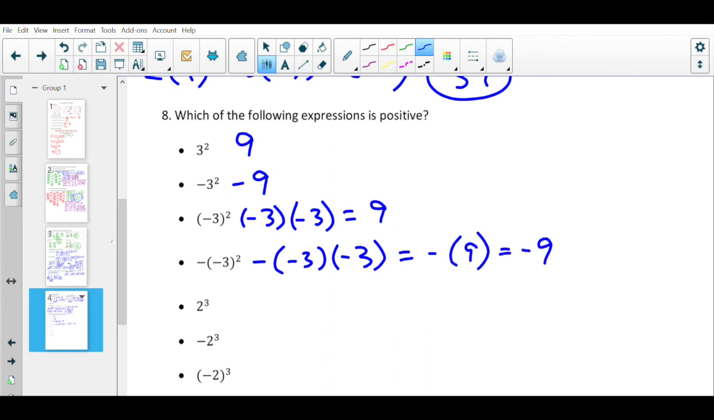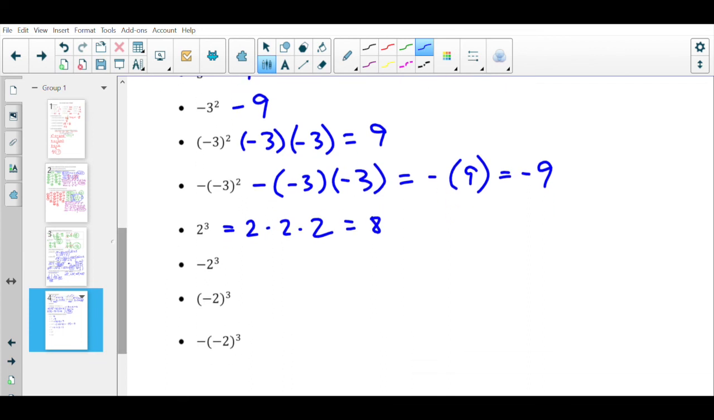Okay? 2 to the third, that is 2 times 2 times 2 equals 8. Negative 2 to the third, that exponent of 3 is only attached to the 2, okay? So that is negative 8. Negative 2 in brackets raised to the third exponent. So that is negative 2 times negative 2 times negative 2, and that is negative 8.